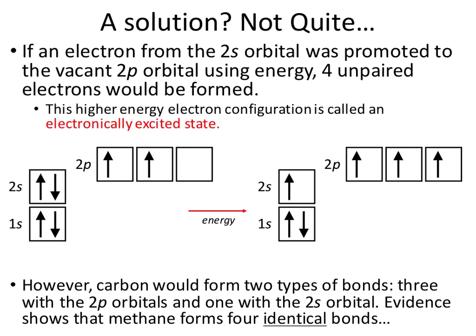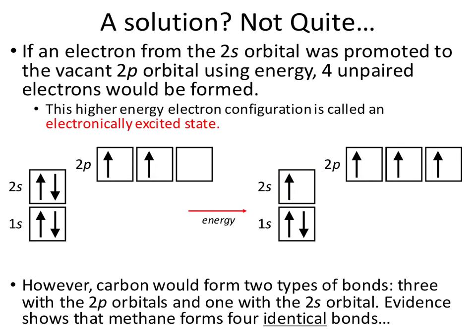What's going on? One of the proposed solutions is that we promote one of these electrons from the s orbital into one of the p orbitals, and in this case we would call it an excited state. However, what we would see is a formation like this. Now we do have our 4 unpaired electrons, but the problem is that in this case, carbon would actually form 2 different types of bonds. They would form 3 bonds with these p orbitals, which are a little bit higher energy, and then they would also form 1 bond with this s orbital, which is of lower energy.